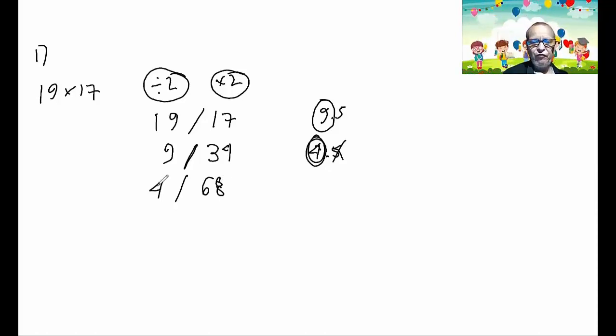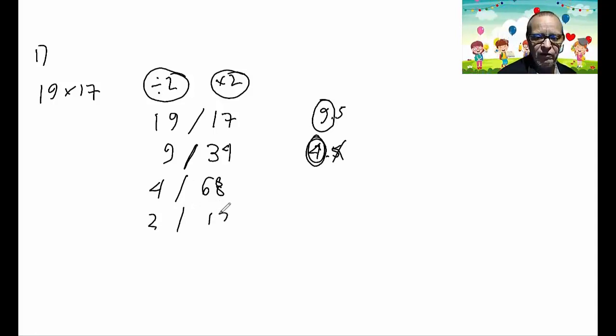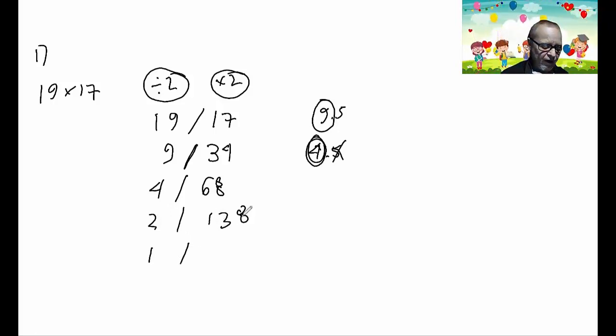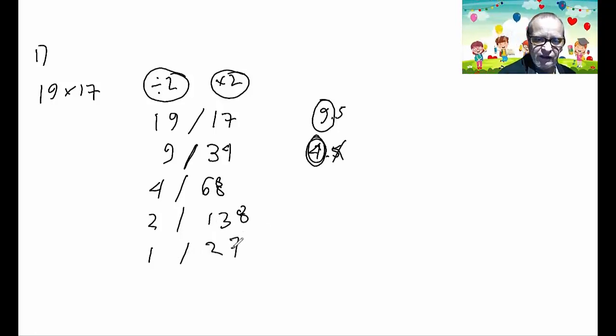And then I take 4 and divide that by 2. Well, that's easy enough. That's 2. And then I multiply 68 by 2, and I get 136. And then 2 divided by 2, I get 1. And then I put this little bar here, and I multiply that by 2, and I get 272.